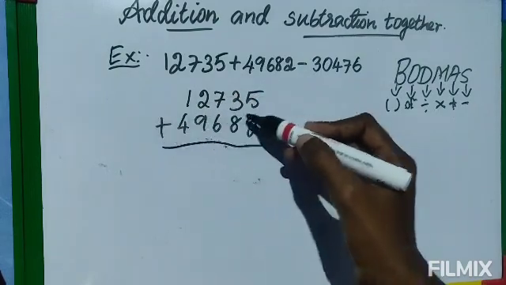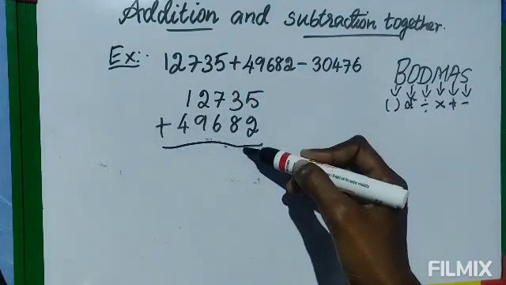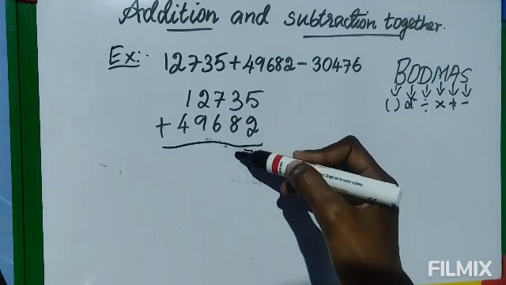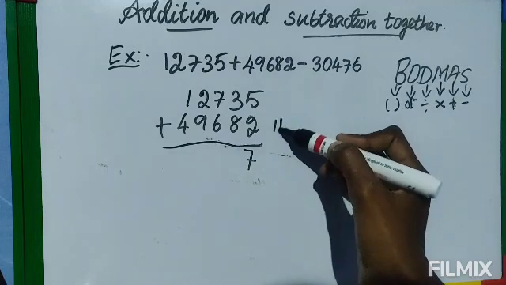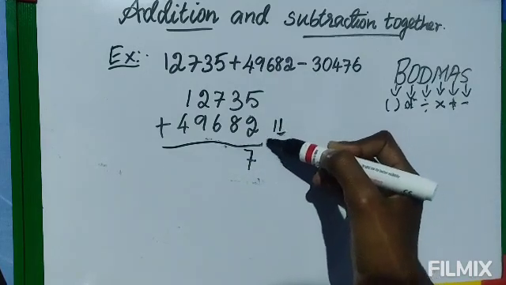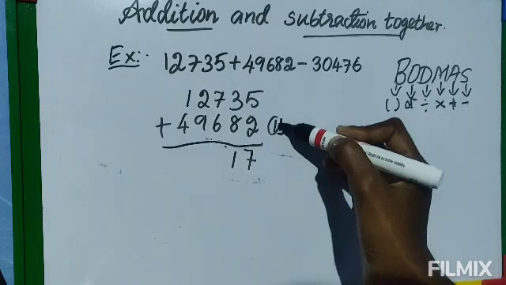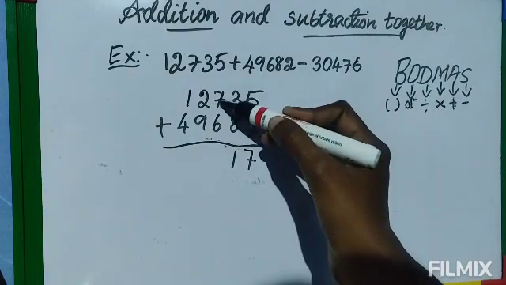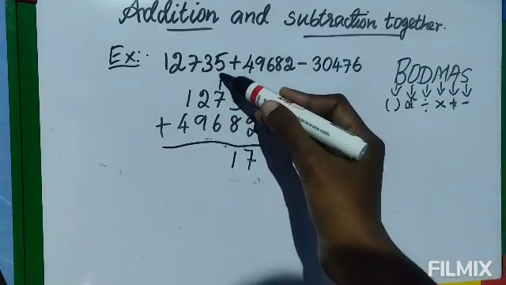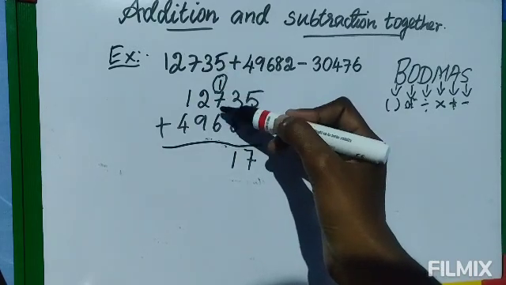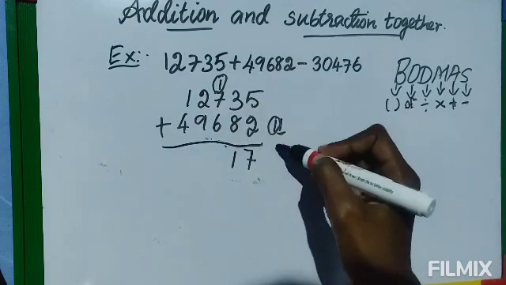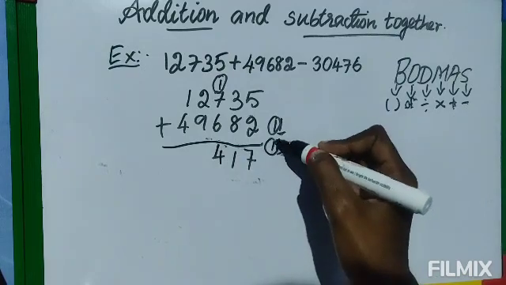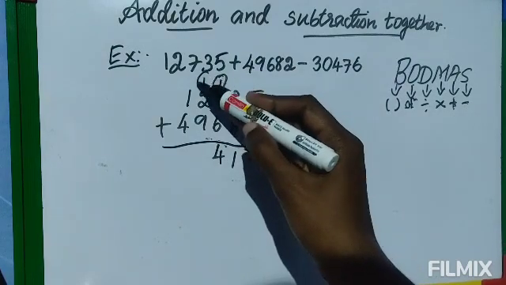So let's add now. 5 plus 2, 7. 3 plus 8, 11. So in 11, this 2-digit number, the right side one you write here, and the left side one you have to carry to the next digit. So this is the tens digit, the next place is the hundreds place, so you carry here. Again 7 plus 1, 8. 8 plus 6, 14. So in 14, the right side number 4 you write here, and this 1 you carry to the next digit here.